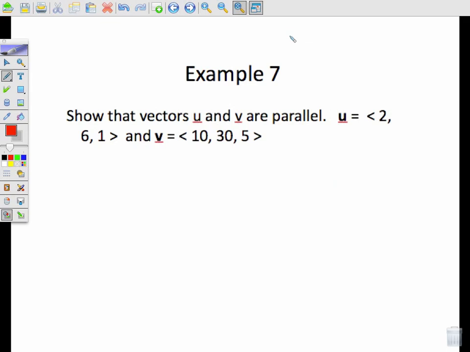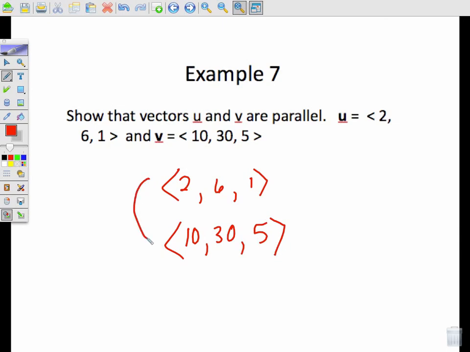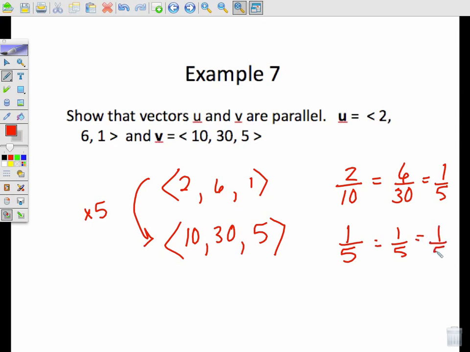All right, in the next example, we have to show here that the vectors are parallel to each other. There's a couple ways to do that. Again, so we've got 2, 6, and 1 for one vector, and the other vector we have is 10, 30, and 5. One thing that you can recognize is to get from one vector to the other, you're just multiplying by 5. However, if you didn't know that, you can just do ratios. 2 to 10 is the same as 6 to 30, which is the same as 1 to 5. So one is a multiple of the other, so they are parallel. Because each one of these equals 1/5.